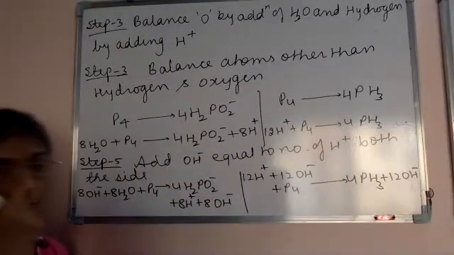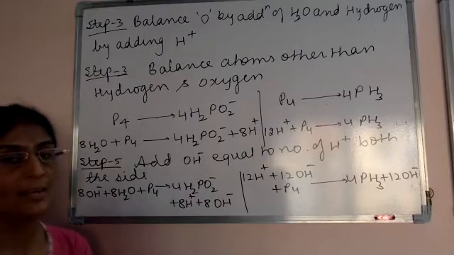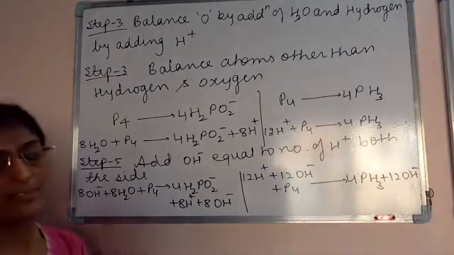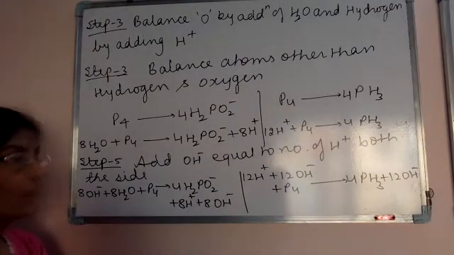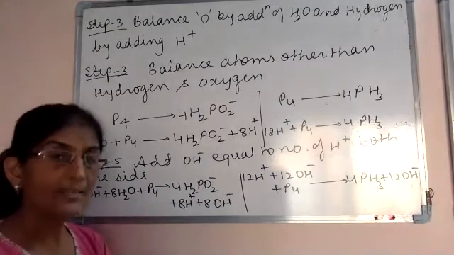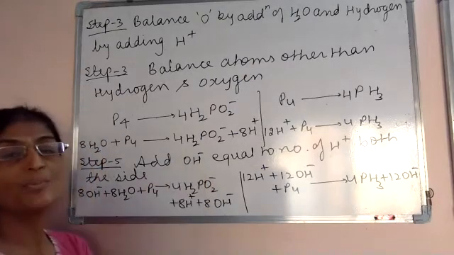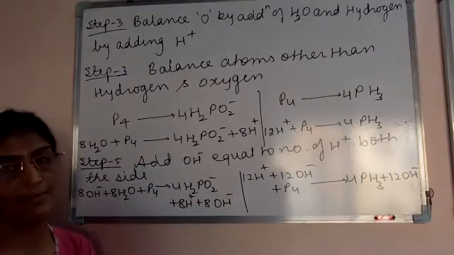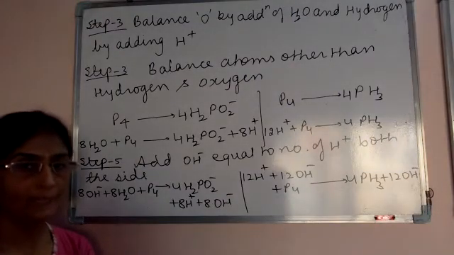So what is this rule? For basic medium only we have to do this, because in acidic medium we require H plus and that we had already added. Now in basic medium we have to add OH minus. How many? As many H plus as you have added, you have to add the same number of OH minus on both sides. Clear?